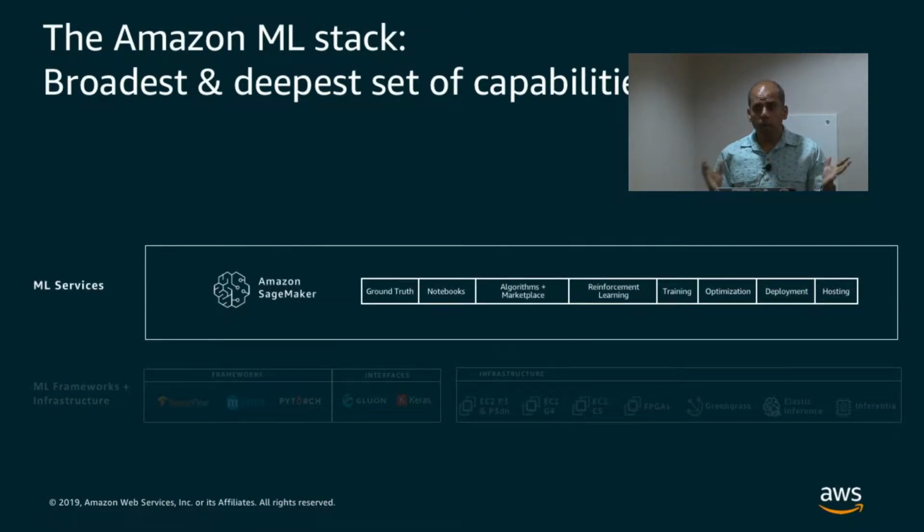Then comes the middle layer, what we call the ML services, which is our fully managed service, meant to commoditize this so that everybody can take a look at it. If you say, I don't have the resources and the time to build or train a model, I don't know which algorithm to choose, I cannot manage that infrastructure, go to SageMaker. All of those tools are available to you as a fully managed service.